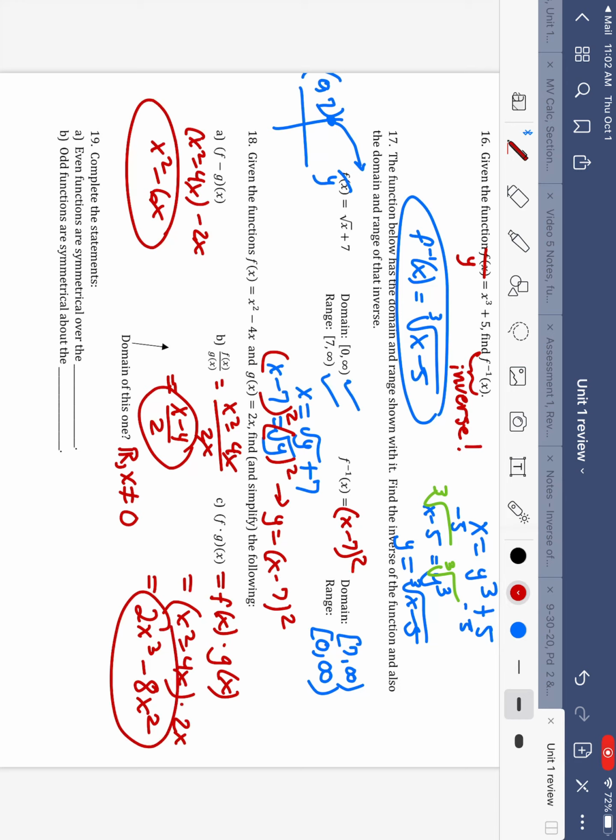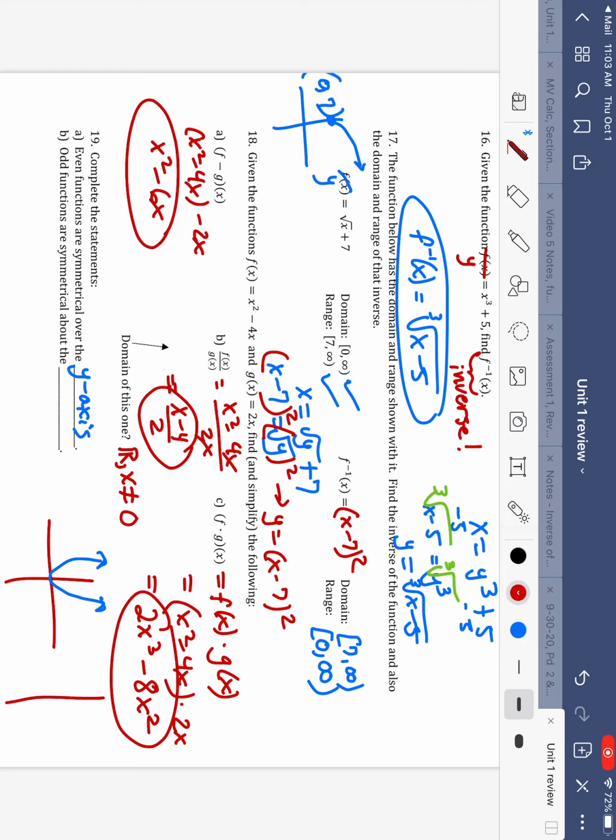Complete these sentences. Even functions are symmetrical over the, so let me draw you an even function. An even function would look something like this, kind of like a parabola is an even function. And do you see how they're symmetrical over this line right here? So that would be the y-axis. All right, and then an odd function.